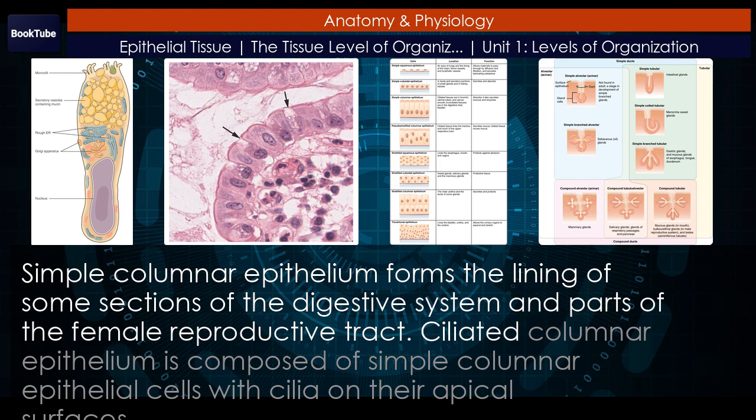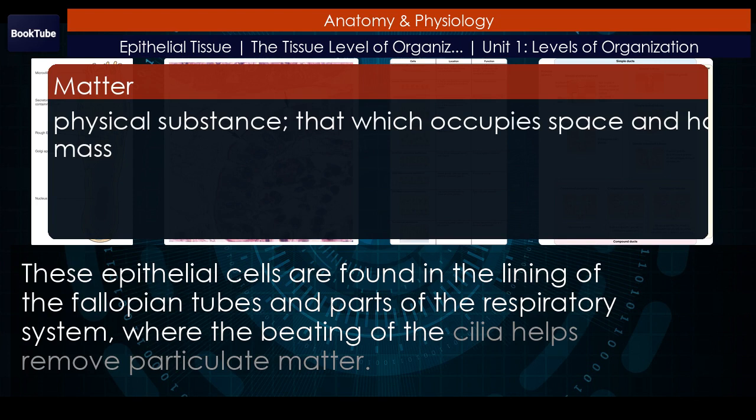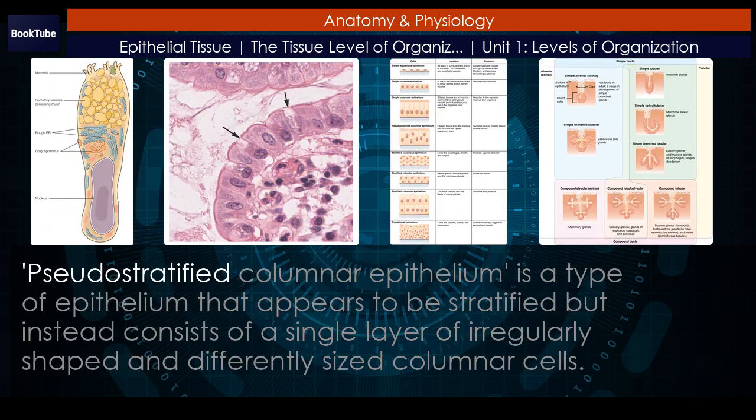Ciliated columnar epithelium is composed of simple columnar epithelial cells with cilia on their apical surfaces. These epithelial cells are found in the lining of the fallopian tubes and parts of the respiratory system, where the beating of the cilia helps remove particulate matter.